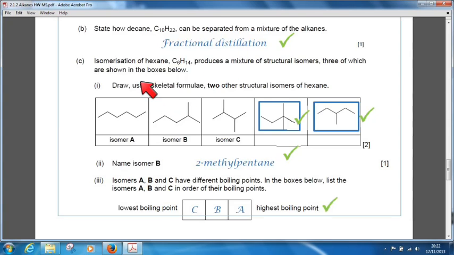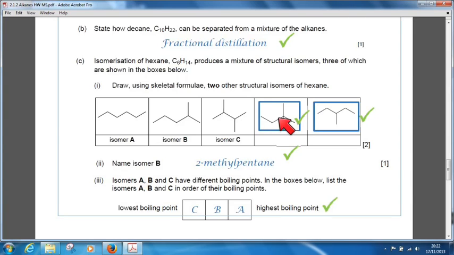Part C1, telling us isomerization. Again, isomerization is a process in which straight chain hydrocarbons are formed into branch chain hydrocarbons, and we're told it's producing some structural isomers. 3 of them were given to us, we have to draw the other 2. In this first case over here, what we've done is we've taken the methyl from 2 and 4 position and put them both on position 2, as we can see here.